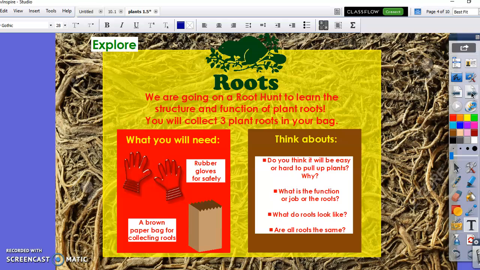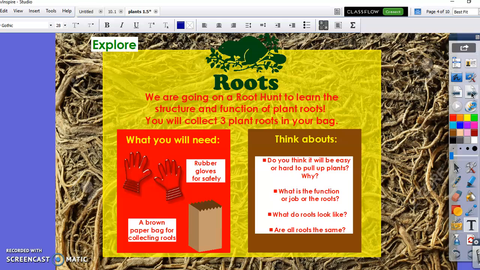You might need a brown paper bag. You could use a plastic bag or a Ziploc bag or anything else that you could use to hold your roots. You might also need some gloves for safety. I didn't have any and my hands were fine, but be careful if the plant has any thorns or stickers.